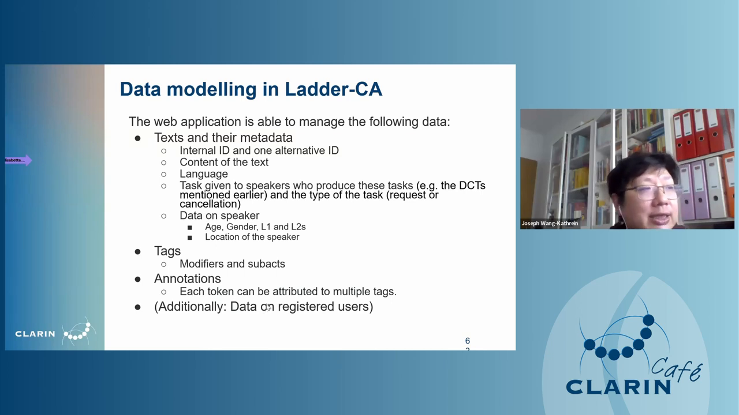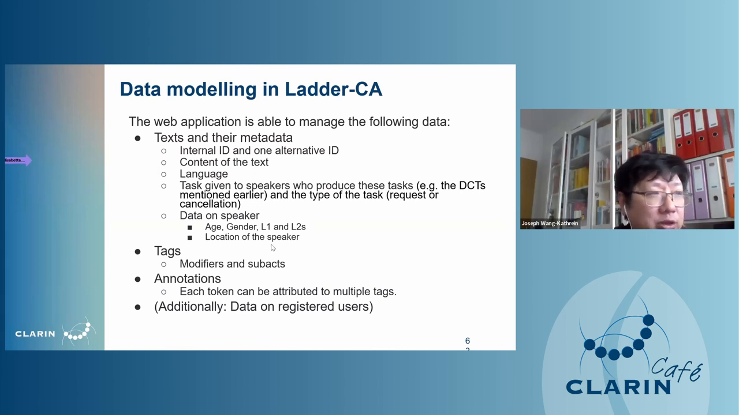Then the task given to the speakers, so under which circumstances these texts are produced. This is, I think, most important especially in pragmatic analysis of corpora. One should always have the context of action in focus, and some metadata on the speaker. Right now it's the age at the creation of the text, gender, L1s, L2s, and location of the speaker. It's very broad, and we can widen it still.